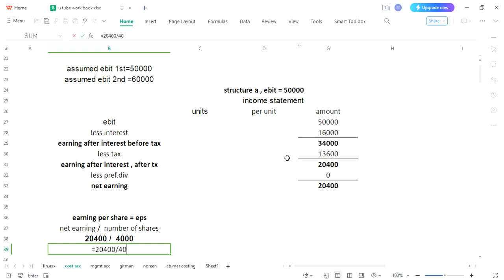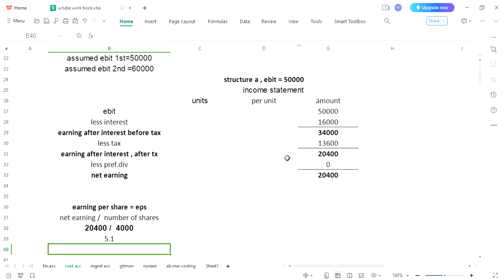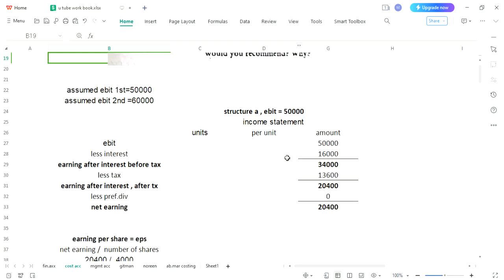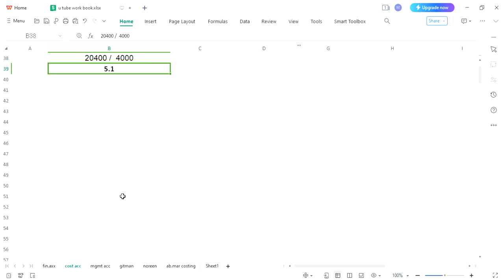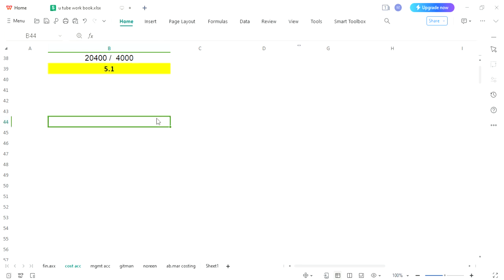Now you can put it on your calculator. 22,400 divided by 4,000. So we have got our first answer, and that is earning per share. You can see your first answer is 5.6. Since we have calculated our answer, let's mark it as done. So this is your EPS which we have calculated.